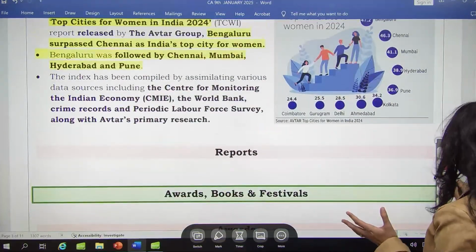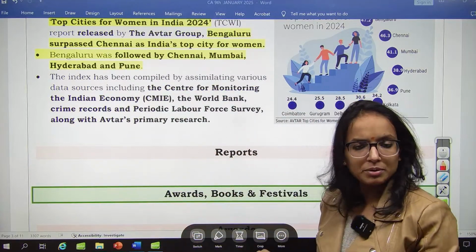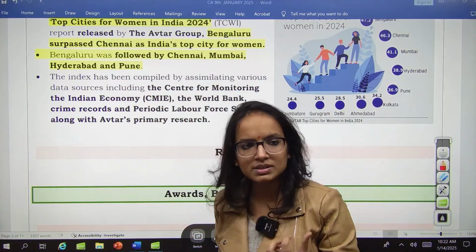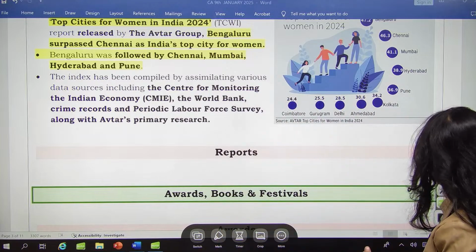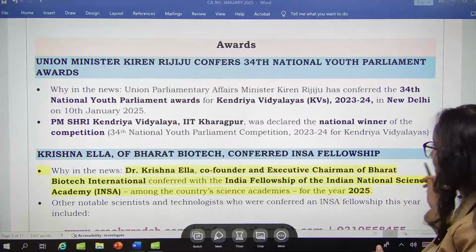Lot of data they use in this publication, you need not remember, but say World Bank data, Periodic Labour Force Survey, women participation, all this data they use to publish this information. So remember, Bangalore has topped the best city for women.